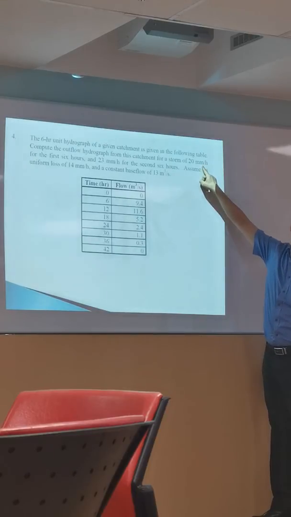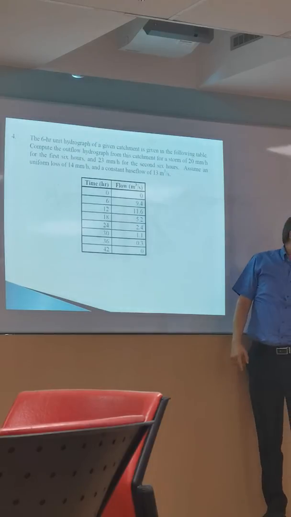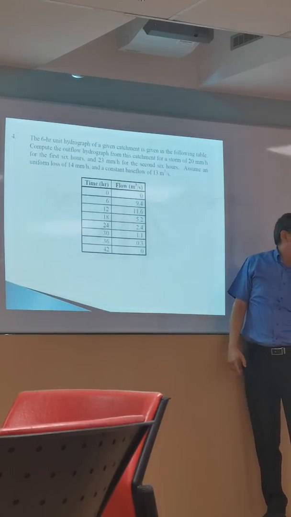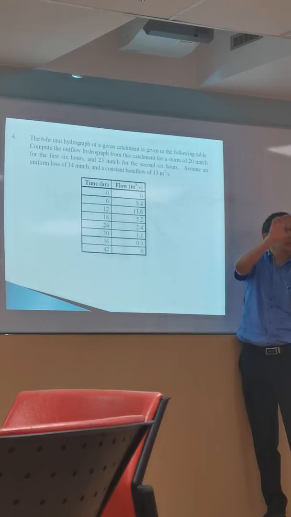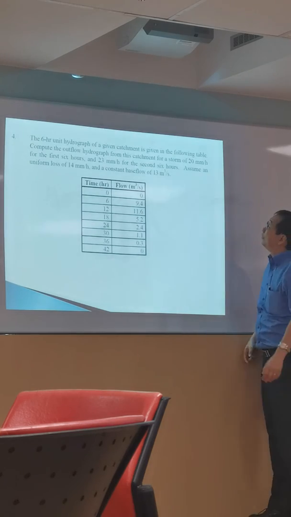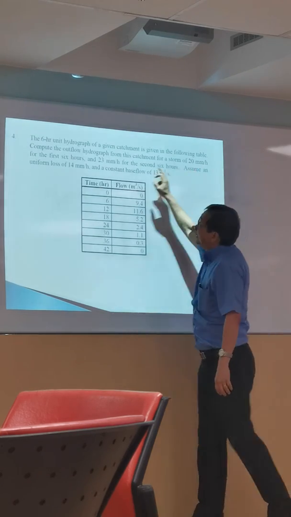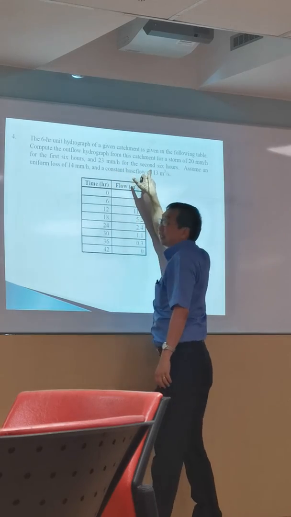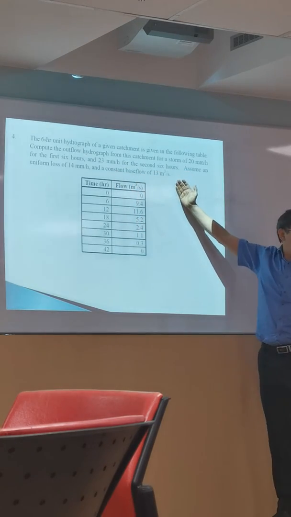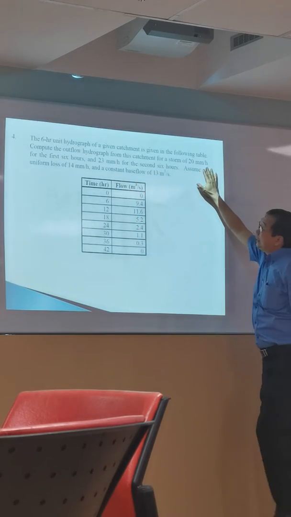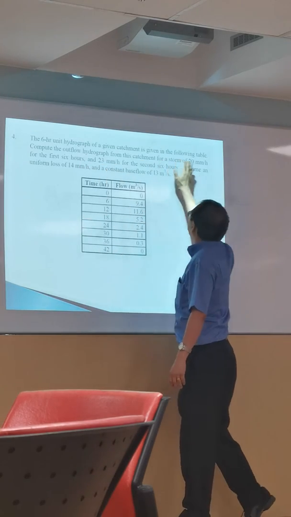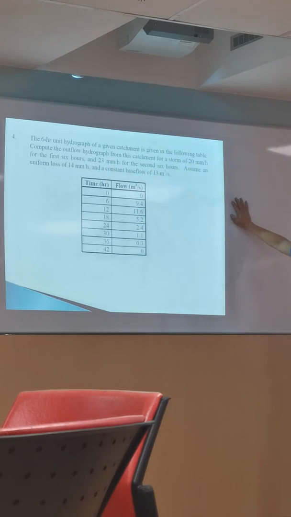The intensity is not important as far as the unit hydrograph is concerned. It is the total depth within that duration. If it is 6 hours, within a 6-hour duration, what is the total depth? Alright, the first 6 hours, second 6 hours. So it is a 12-hour rain. Alright? The first 6 hours uniformly distributed at 20 mm per hour.